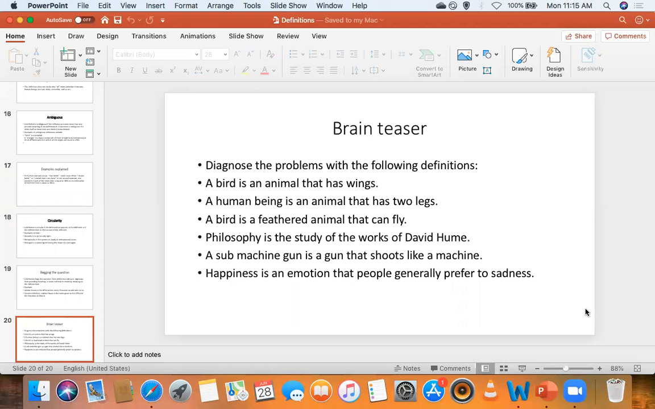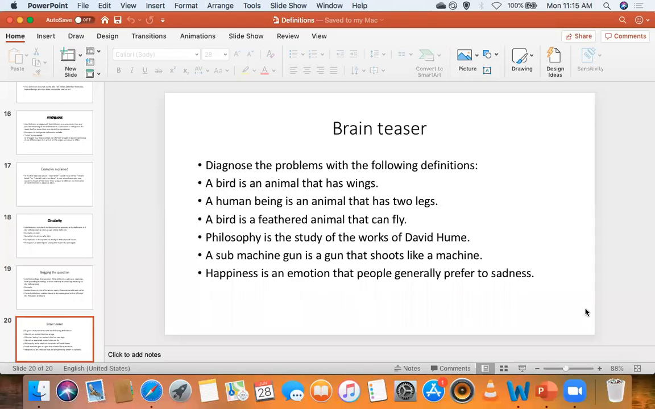Or is it that not all animals that have wings are birds? Okay, but if not all animals that have wings are birds, then it means that it should rather be too broad, because wings refer to other animals apart from birds. So that means it's too broad.